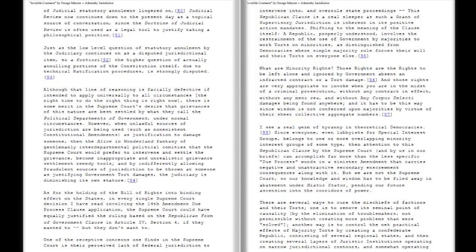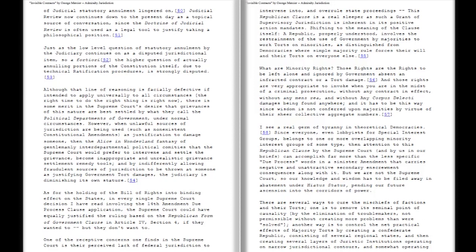This Republican clause is a real sleeper, as such a grant of supervisory jurisdiction is inherent in its positive action mandates. Shifting to the meaning of the clause itself, a republic, properly understood, involves the restrainment of the use of government by majorities to work their will on minorities, as distinguished from democracies where simple majority rule forces their will on everyone else.